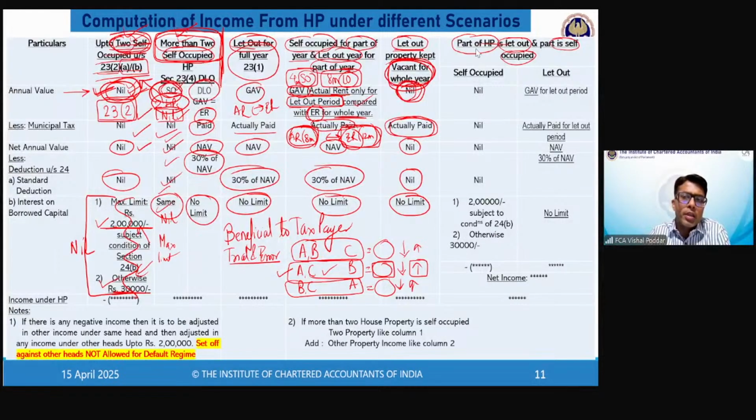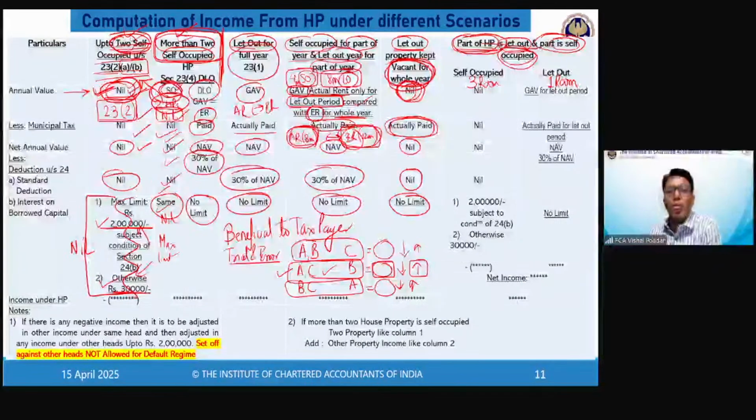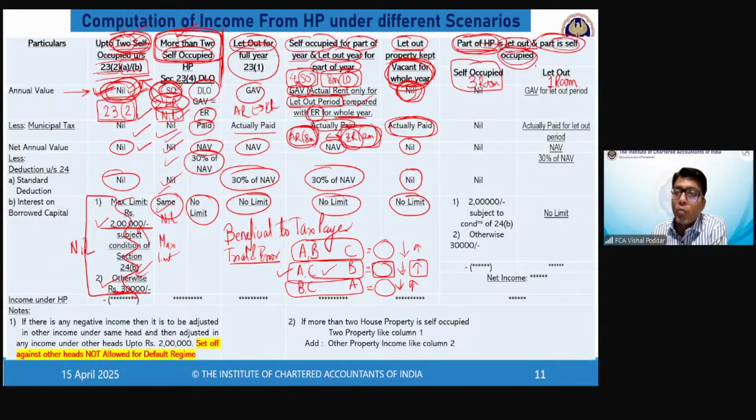And then comes the last case scenario where part of your HP is self-occupied and the remaining part is let out. Now, what is the example for this? I have already given. Let us say you have a 4 BHK flat. Out of 4 BHK, 3 rooms you are occupying. 1 room you have given to PG. This is the example where part of the HP is self-occupied and part is let out. So out of 4 rooms, 3 rooms you are keeping for yourself, 1 room you are letting out.